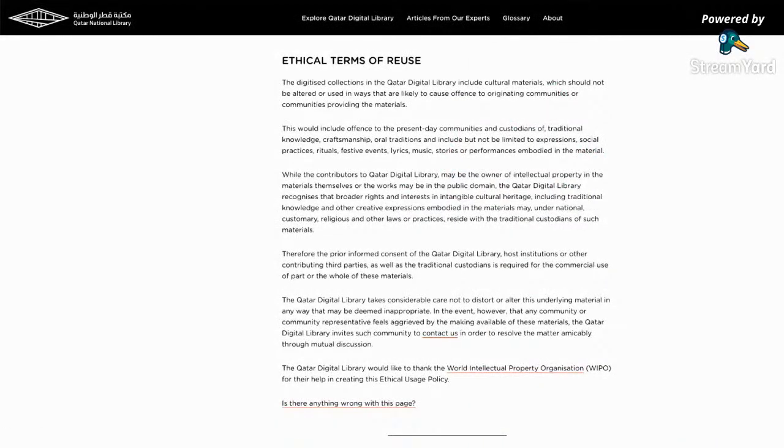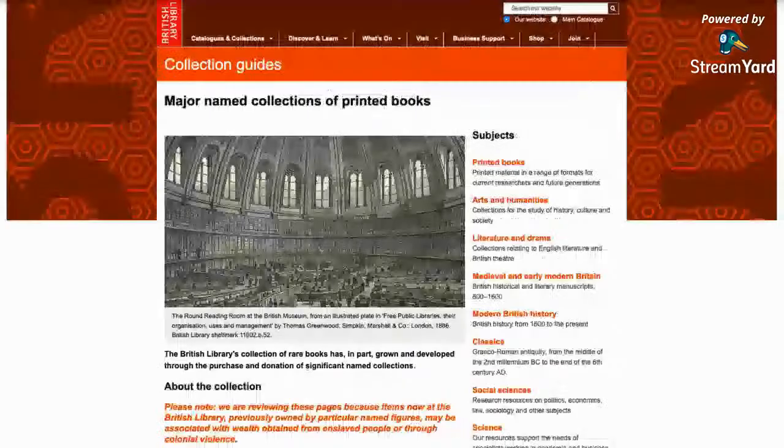The Qatar National Library has also worked with WIPO to develop an ethical terms of use policy, which forms part of the copyright policy. And while recognizing that the library may be the IP owner under national law, or that the works themselves may be in the public domain, it notes the broader rights and interests in intangible cultural heritage and traditional knowledge or cultural expressions that arise under national, customary, religious, or other practices, and seeks and requires informed consent from the traditional custodians before any commercial reuse of the materials occurs.